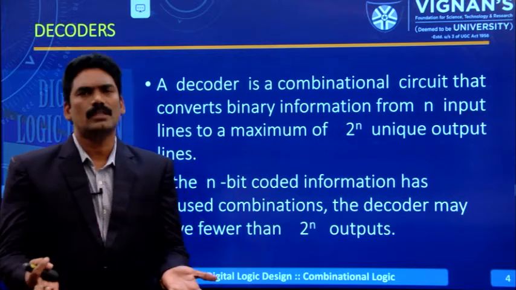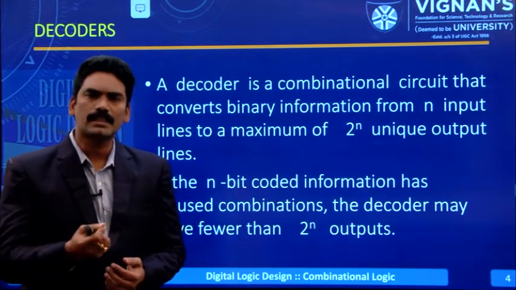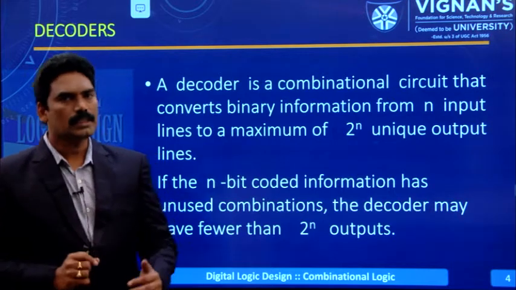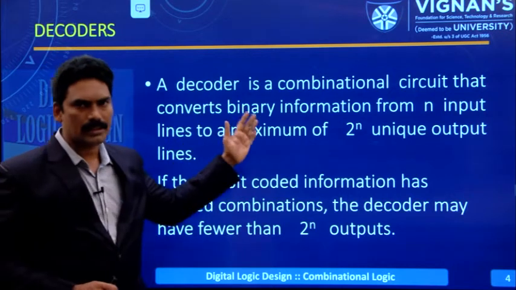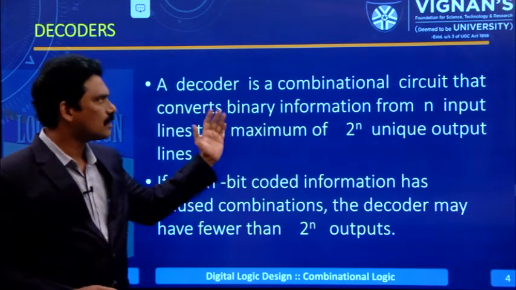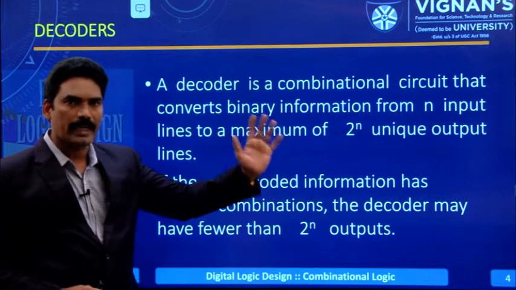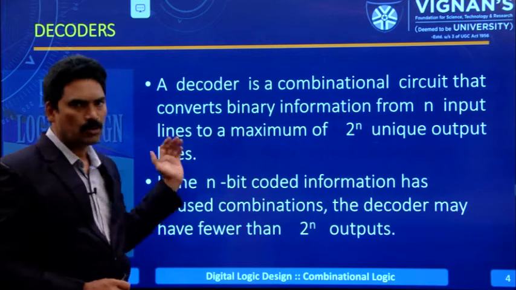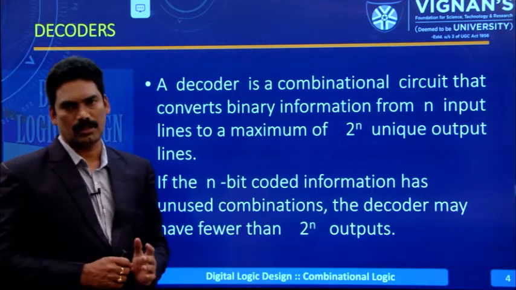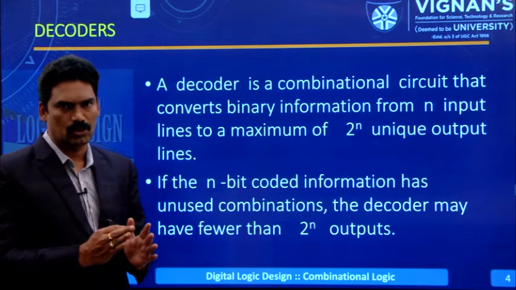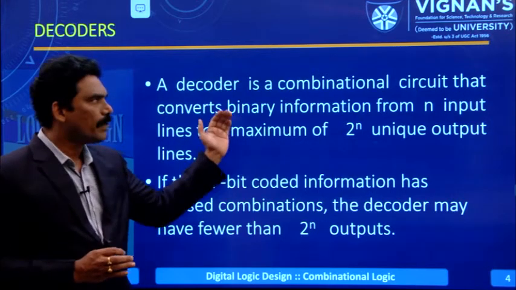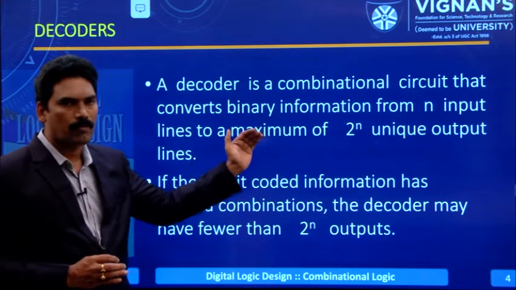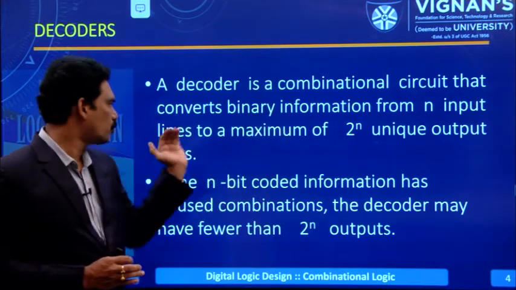A decoder is a combinational circuit which takes n inputs and produces 2 to the power of n outputs. This is the definition for a decoder: a combinational circuit that converts binary information from n input lines to a maximum of 2 to the power of n unique output lines.